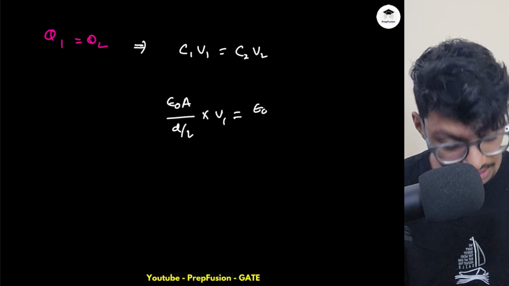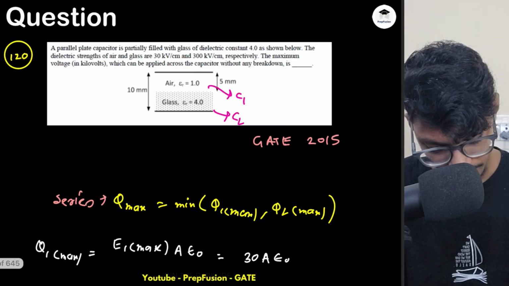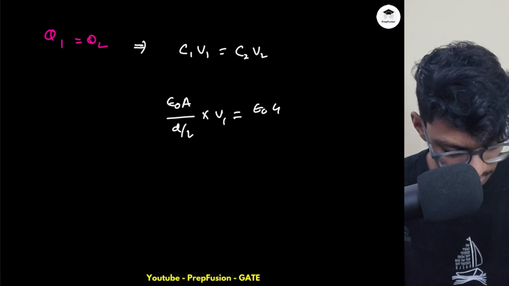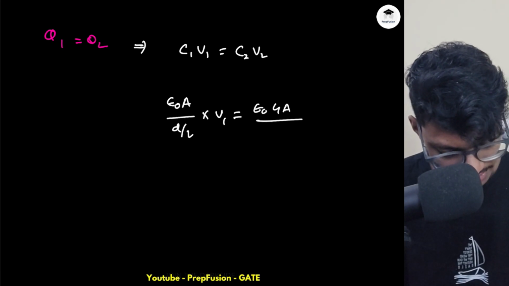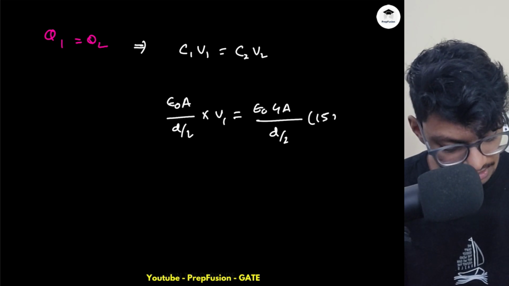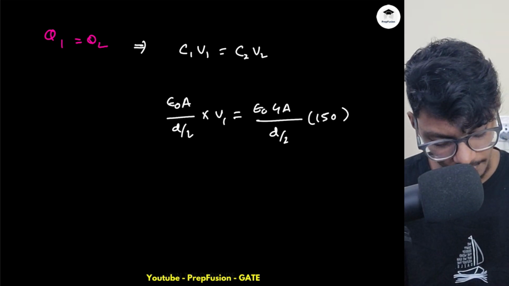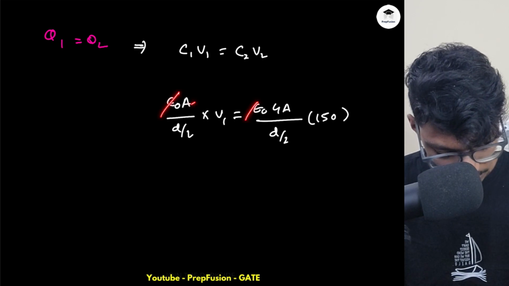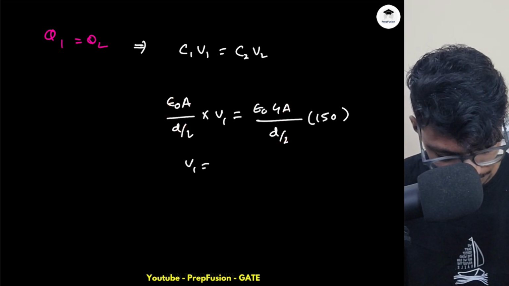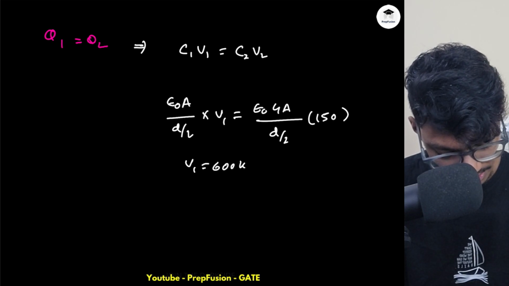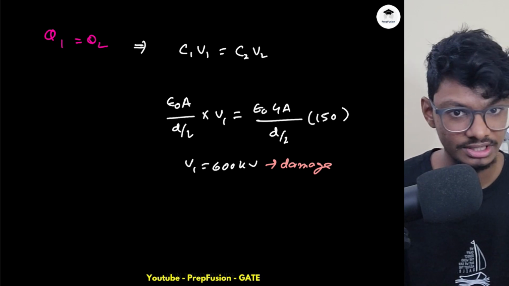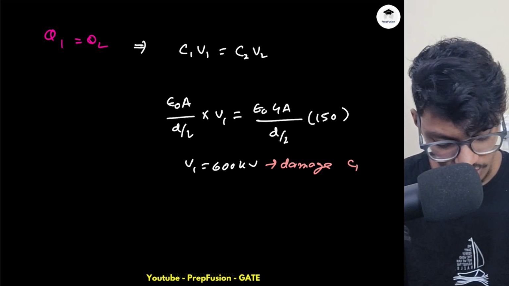C2 is epsilon naught into epsilon R. Epsilon R is how much? 4. Epsilon R is 4. Into A is the same, divided by D by 2, into V2. I am operating in rated condition, right? 150 kilovolts. Okay, so this epsilon naught A gets cancelled, D by 2 gets cancelled. V1 will become 600 kilovolts, which will damage my device, damage my C1. So obviously I cannot use this.